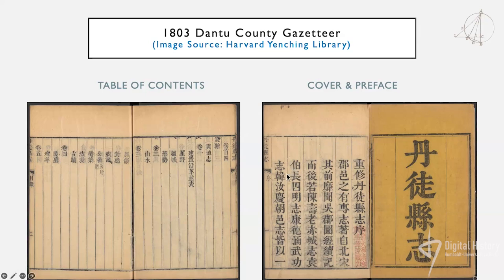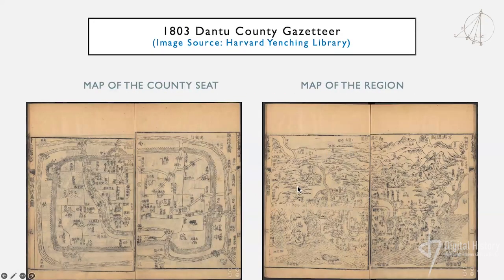And then they have several prefaces included. And then they will move on to the table of contents for a couple of pages. And hold on, wrong direction. Okay, and then they give several maps of the region. So this is a broader region, and this is looking into the city of the county seat in more detail. They even draw the river, the city wall, and then the streets and some important landmarks within the city.